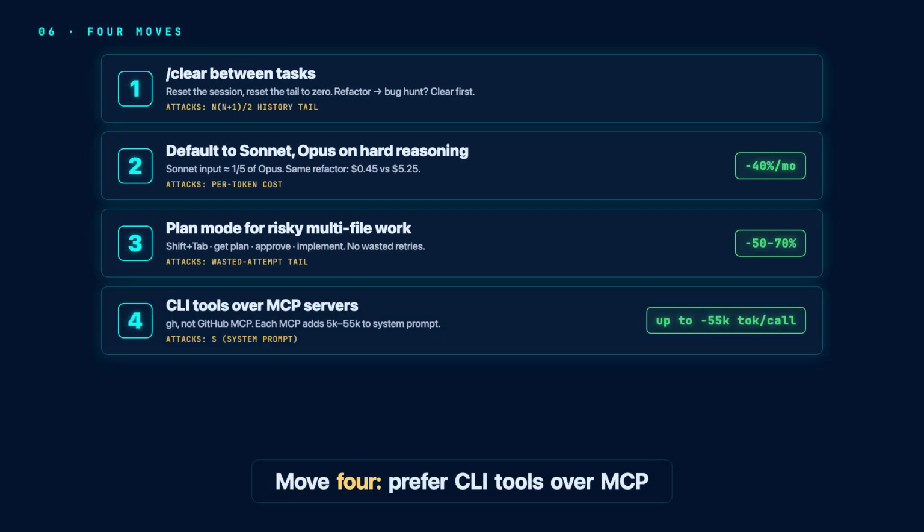Move 4. Prefer CLI tools over MCP servers when both exist. Use the gh command, not the GitHub MCP. Use AWS, not the AWS MCP. Every MCP server you install adds 5,000 to 55,000 tokens to the system prompt, built on every call, every session.